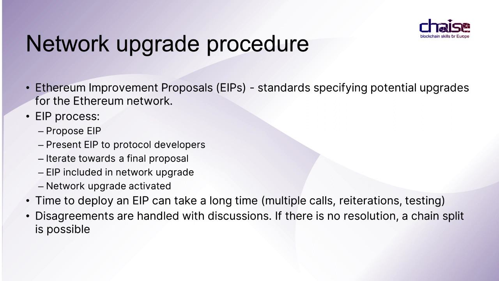Assuming the EIP is approved, tested, and implemented, it gets scheduled as part of a network upgrade. The network is upgraded to include approved EIPs. The network upgrade procedure considers all stakeholder opinions, which means that no one has full control, which comes with a very long time for EIP deployment, multiple calls, reiterations, testing. Disagreements are handled with discussions. If there is no resolution, a chain split is possible.